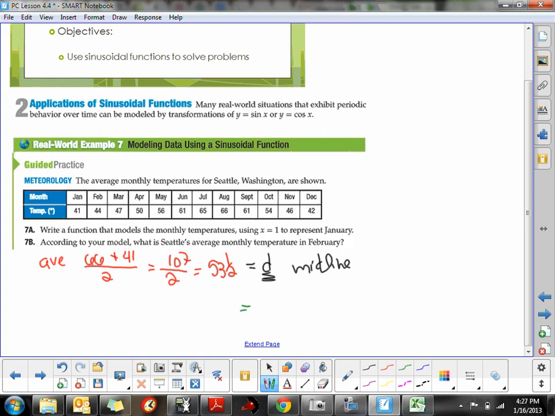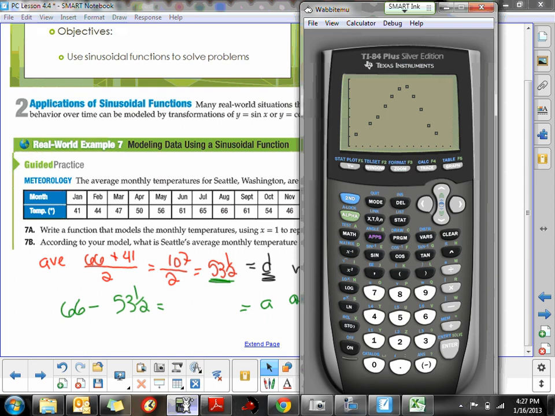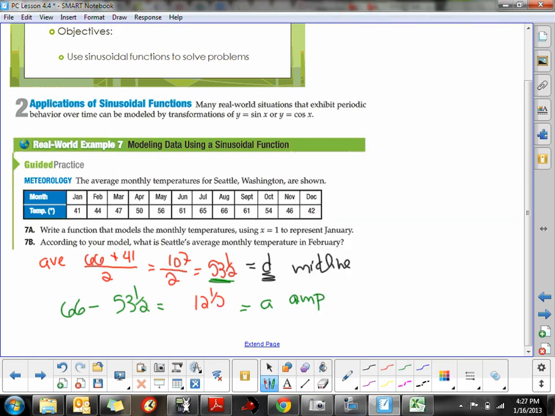So now I'm working on the amplitude. If I know the center line is at 53.5 and I have to go up to 66 degrees, I'm going to take 66 minus 53.5 to figure out what the amplitude is. I'm going to use a little technology to help me with that. I take 66 minus 53.5, enter. That means our amplitude has to be 12.5. So now I know the value of A and the value of D.